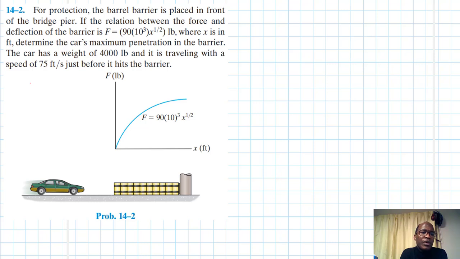We've been given the weight of the car, which is 400 pounds, and its traveling speed just before it hits the barrier, which is 75 feet per second.